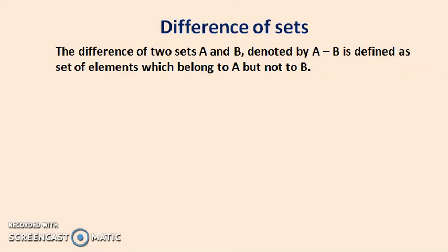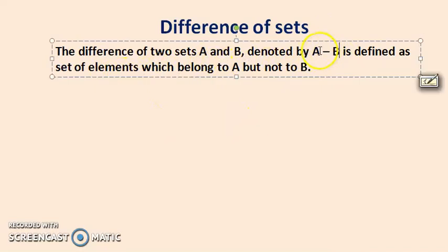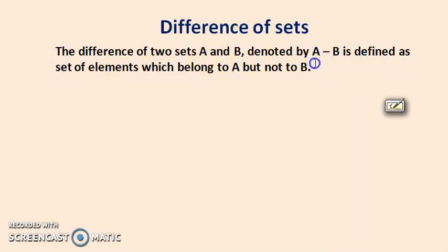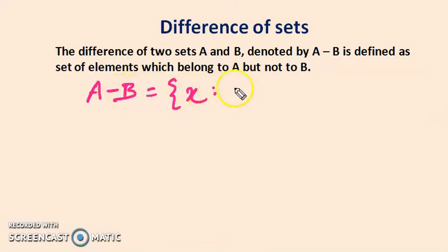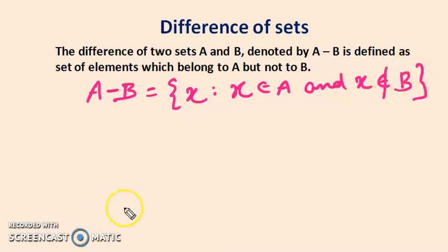So, difference of two sets. The difference of two sets A and B, denoted by A minus B or A difference B, is defined as the set of elements which belong to set A but not to set B. In set builder form, the definition is: x such that x belongs to set A, provided x does not belong to set B. This is what A difference B is.